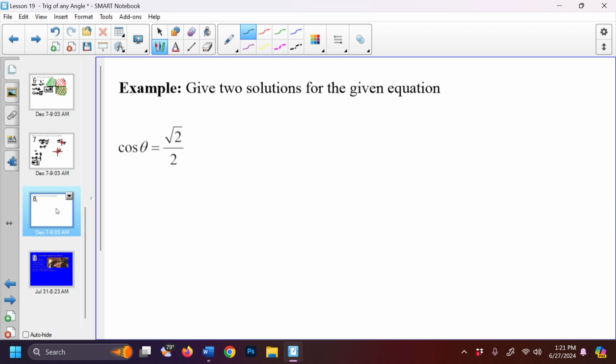All right, last example. It says give 2 solutions for the given equation. They want me to give 2 solutions for the cosine of theta equaling square root of 2 over 2. Now, hopefully, if you're remembering your unit circle, you know that square root of 2 over 2 is on the unit circle. This question asks for 2 solutions.